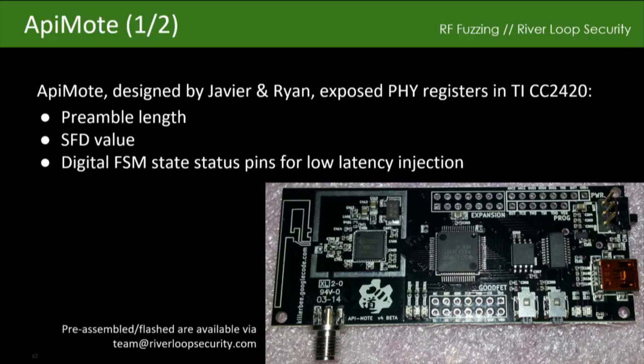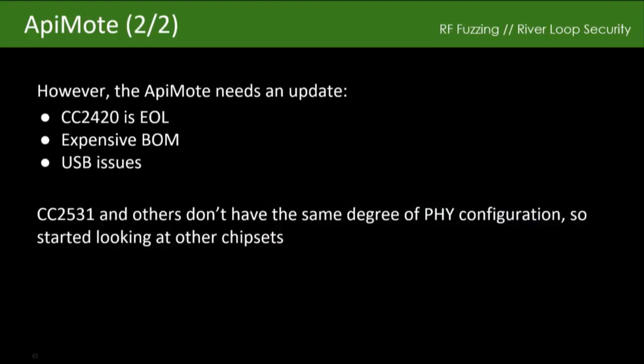And it also provided a serial pin that could be pulled to basically get very, very low-level, real-time insight into the state of the receiver's finite state machine. So this was useful for doing things like low-latency injection, getting around some of those timing limitations that occur when you have a serial, like a USB link, in line between the host and the device.